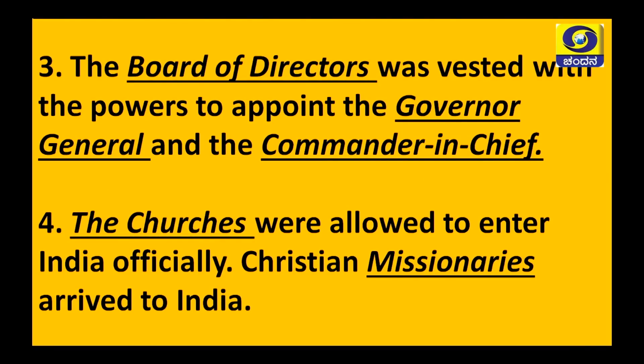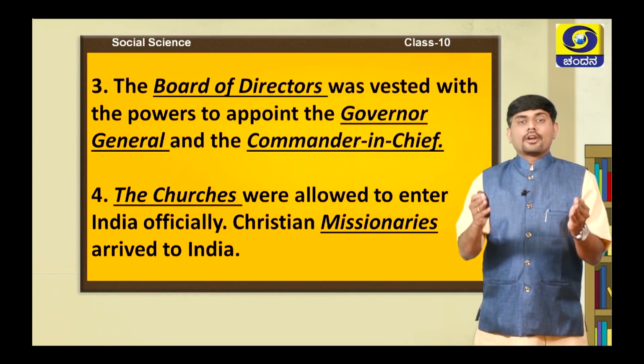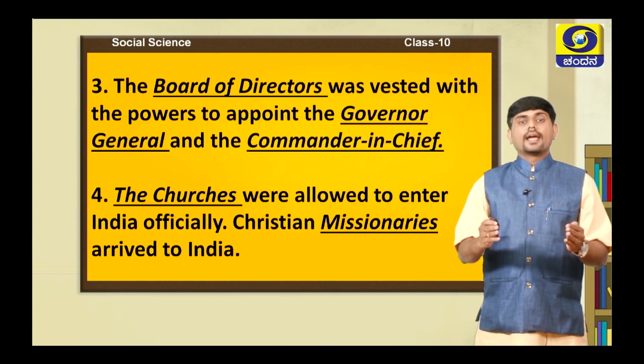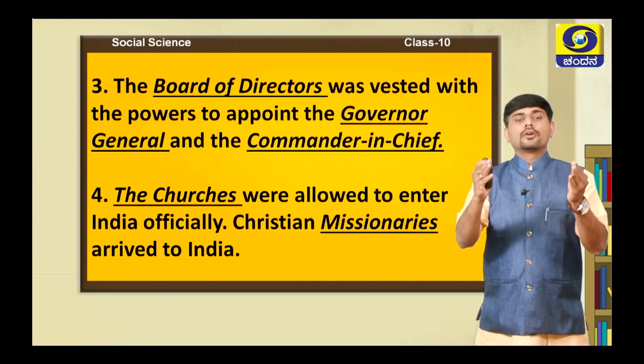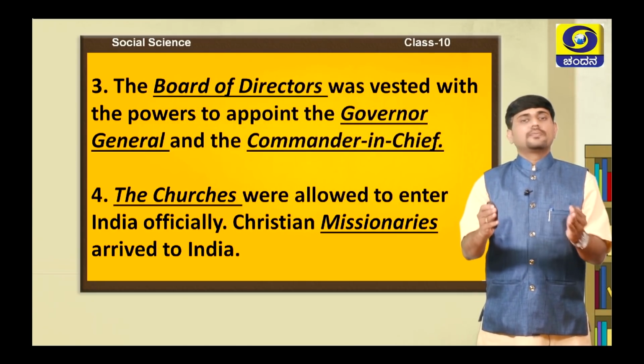And the third one: the Board of Directors was vested with the powers to appoint the Governor General and Commander in Chief. Till then the Governor General of the British East India Company, children, was appointed by the British government. But henceforth, the Governor General of the British East India Company in India was appointed by the Board of Directors, and along with that, the Commander in Chief was also appointed by the Board of Directors.